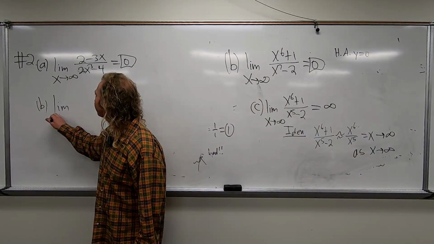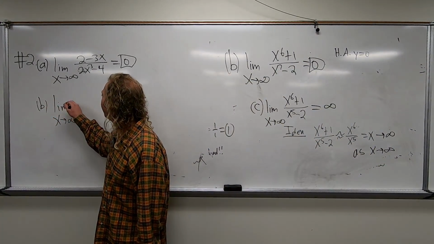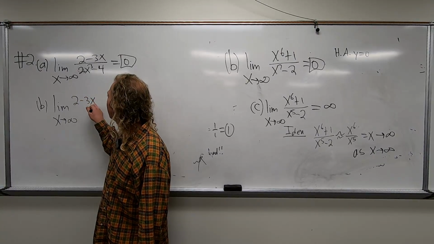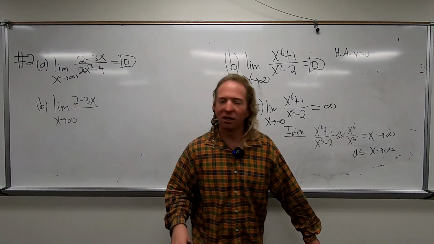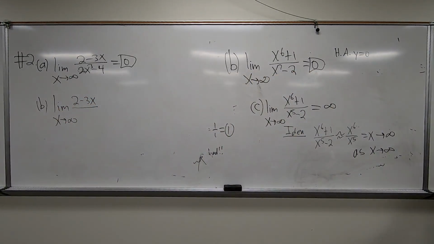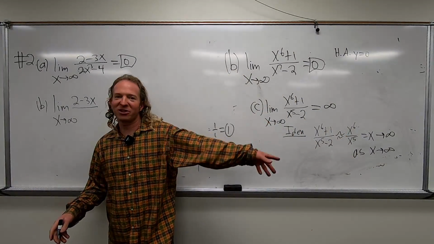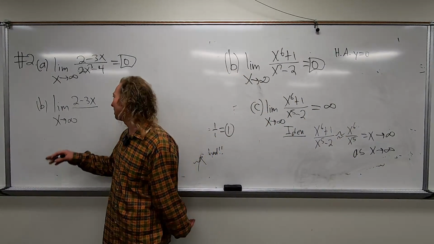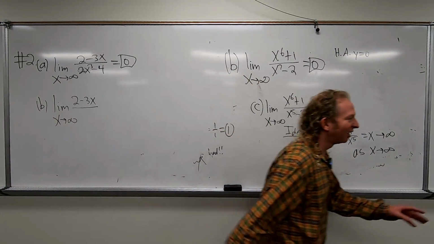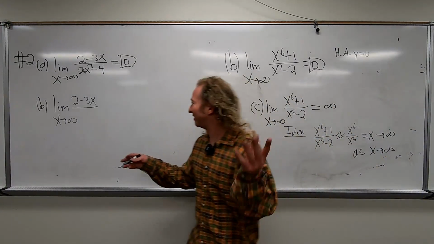Let's do B. Limit x approaches infinity, 2 minus 3x, I think, and then 2x minus 4.